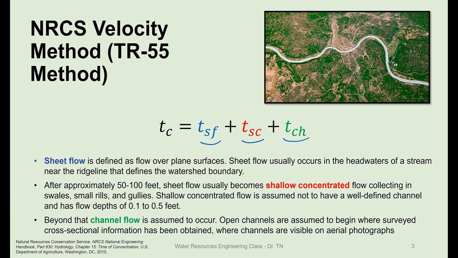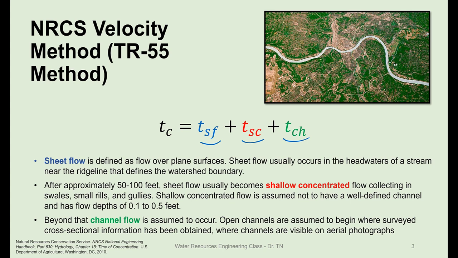And then beyond shallow concentrated flow, you have your channel flow. Channel flow is defined by NRCS as flow where you can see the channel from aerial photographs. So the channels are visible. And whenever you have channel flow, you need a basic understanding of how the cross-section of the channel is defined to be able to calculate the time related to channel flow as well. So these are the basic characteristics.